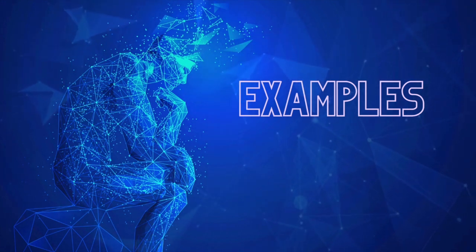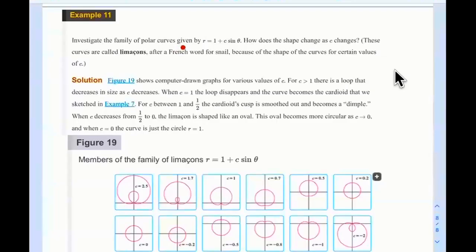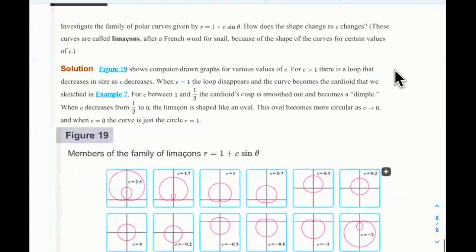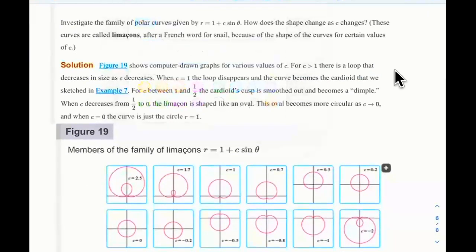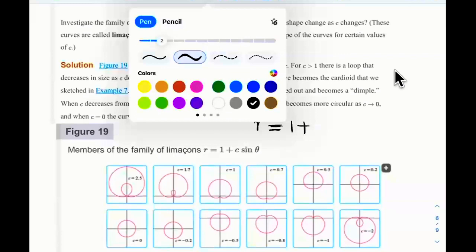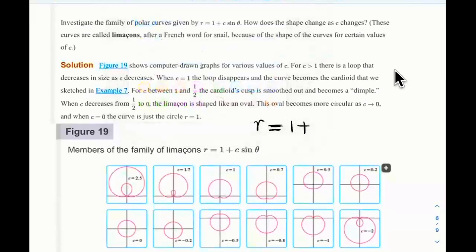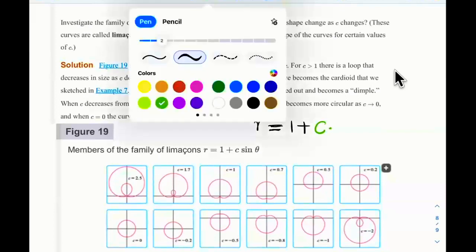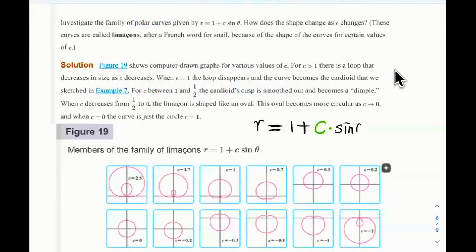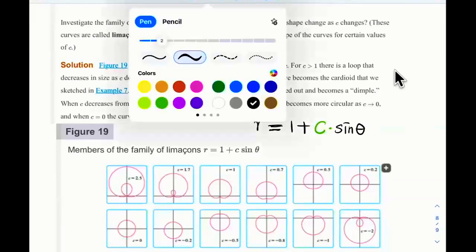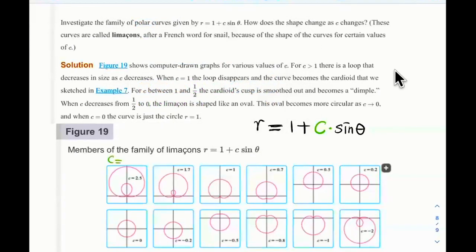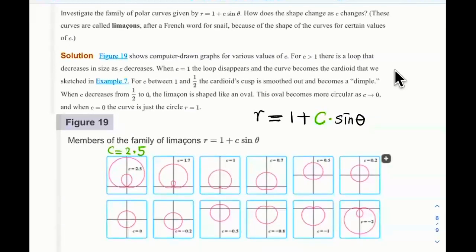This last example here, we're going to investigate the family of polar curves given by r equals 1 plus c sine theta. Do you guys see a pattern? So this is r equals 1 plus c times sine theta. So it depends on what the c here is. The first one here is c equal to 2.5. Okay, then the graph is going to be like this.